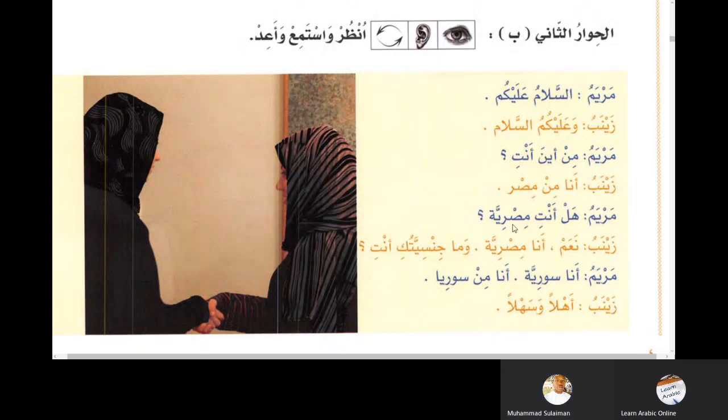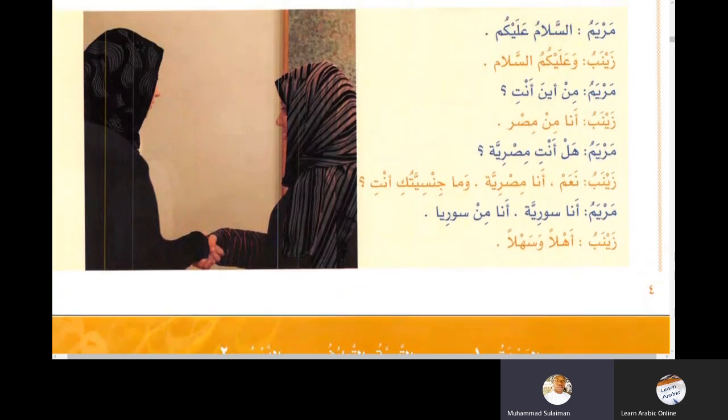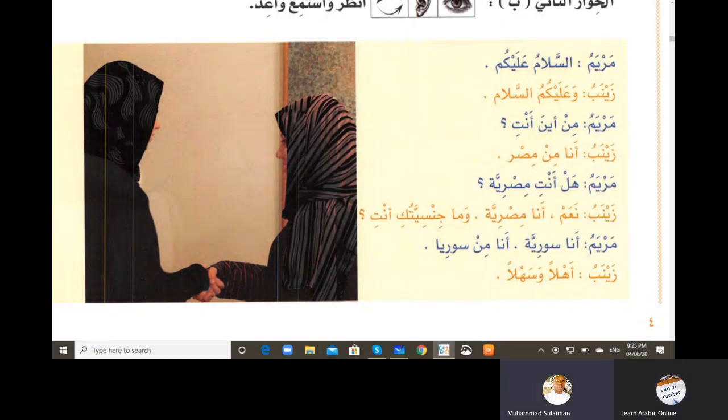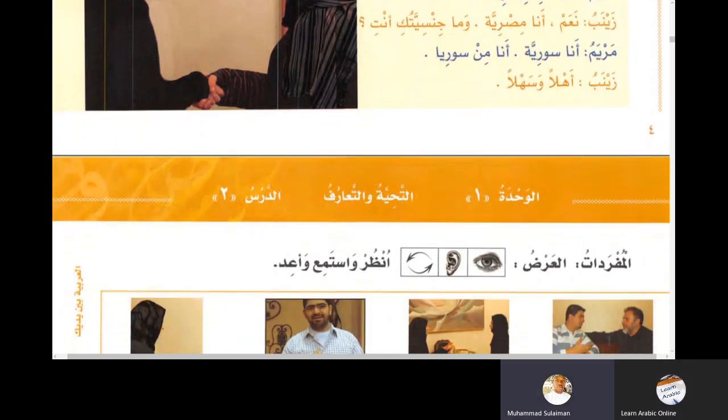Ahlan wa sahlan. So you notice that for the female form we use ya and ta marbuta at the end of the word, as you see here. Okay. Any question, any difficult word? You said ahlan wa sahlan means welcome. Welcome, correct. Suriya means what? Suriya means Syria in English, the name of a country, and Suriyya means Syrian woman. Misr means Egypt, and Misriya means Egyptian woman. Okay, I've understood.